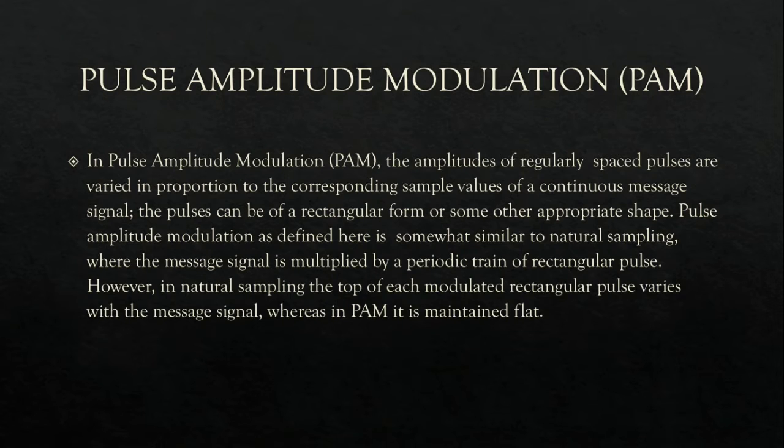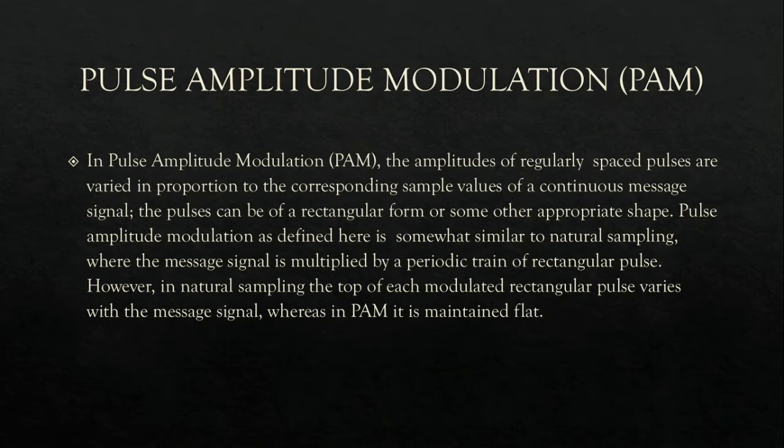In pulse amplitude modulation, the amplitude of regularly spaced pulses is varied in proportion to the corresponding sample values of a continuous message signal. The pulse can be rectangular in form or some other appropriate shape. In other words, pulse amplitude modulation is a signal modulation where the message information is encoded in the amplitude of a series of signal pulses. It is an analog pulse modulation scheme in which the amplitude of the train of carrier pulses is varied according to the sample value of the message signal.